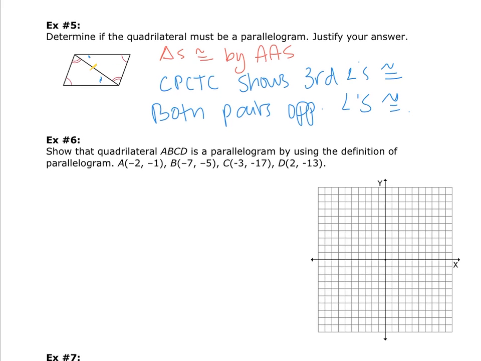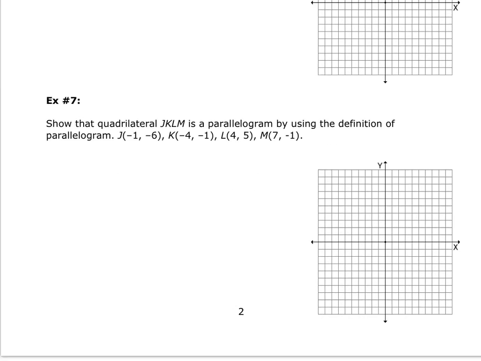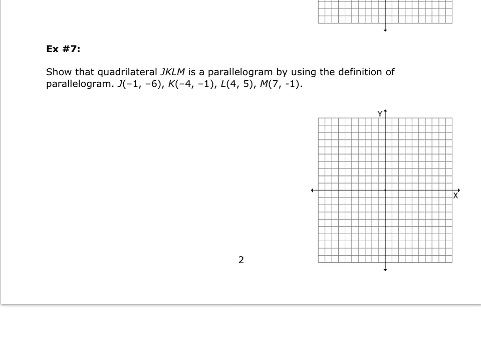Okay, what I'd like to do is jump down here to the last example, and we are working on a coordinate plane. So we are trying to show that the quadrilateral JKLM is a parallelogram by using the definition of parallelogram. The definition of parallelogram is we have parallel lines. So I would like you to go ahead and plot these ordered pairs, and then we will take a look at it. I'm going to do my best to plot it. It's going to be kind of hard sometimes on this iPad.